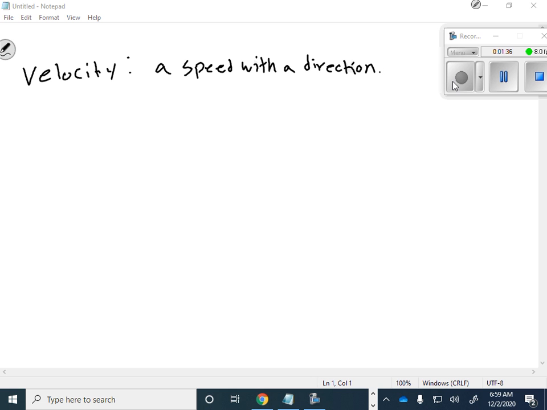The second word is reference point. I want you to put that in your notebook as well. Reference point is the object used to determine if something is moving.